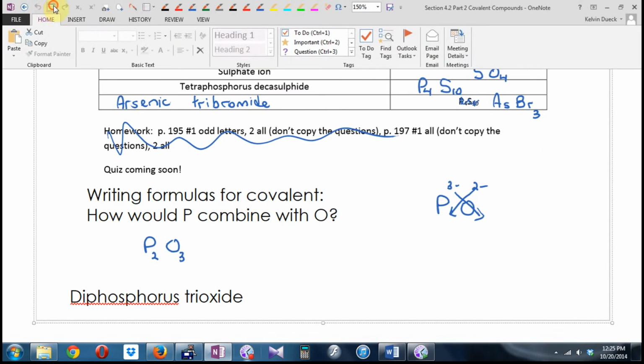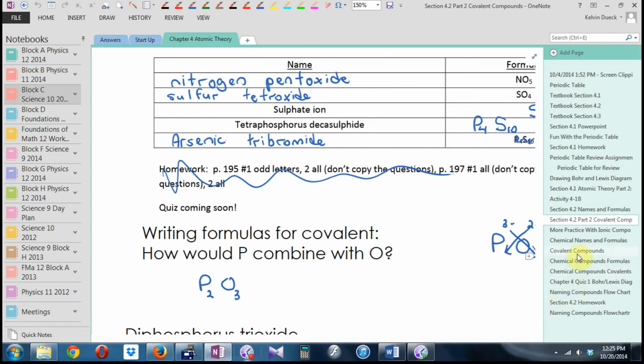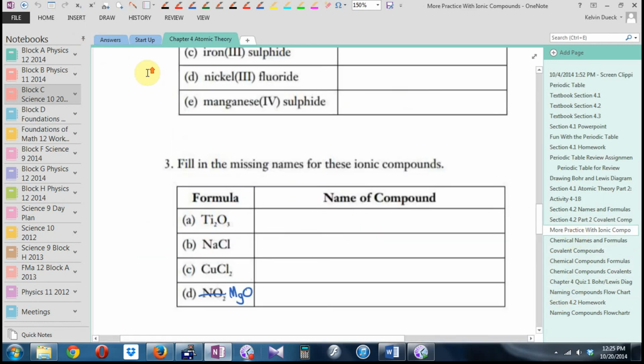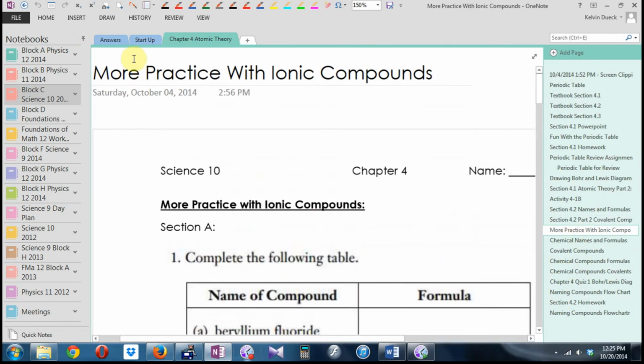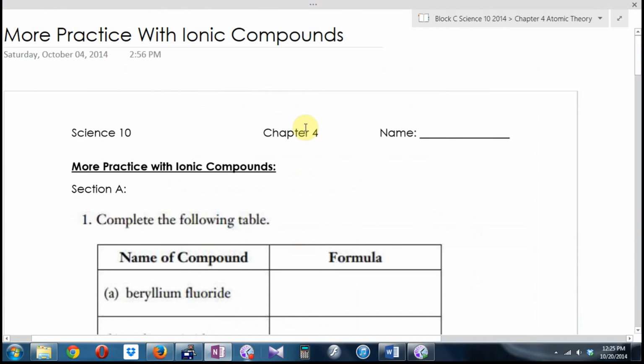I gave you a couple of sheets, and I'm going to start out by saying, I think the first one I gave you is more practice with ionic compounds. Were there any of these that you were going, holy smokes, Mr. Dueck, I have no idea how the heck to get this? Is that a hand up or a stretch?